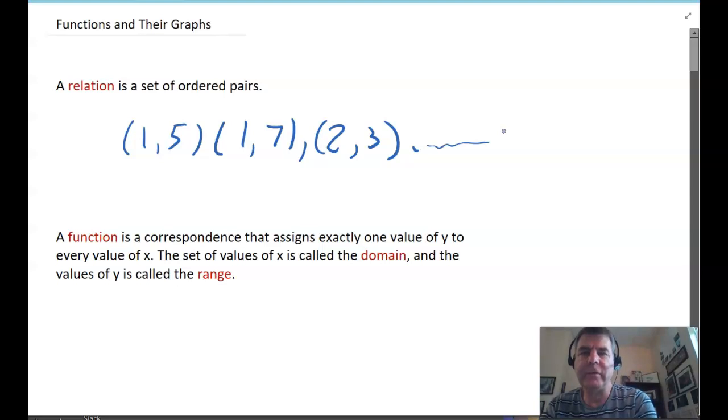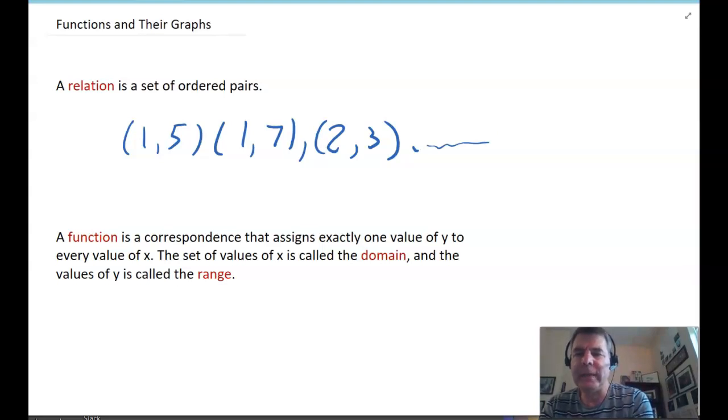Now, a function is a special case of a relation. It's a correspondence that assigns exactly one value of y to every value of x. So you cannot have the same value of x going to different values of y. The set of x values is called the domain, and the set of y values is called the range.